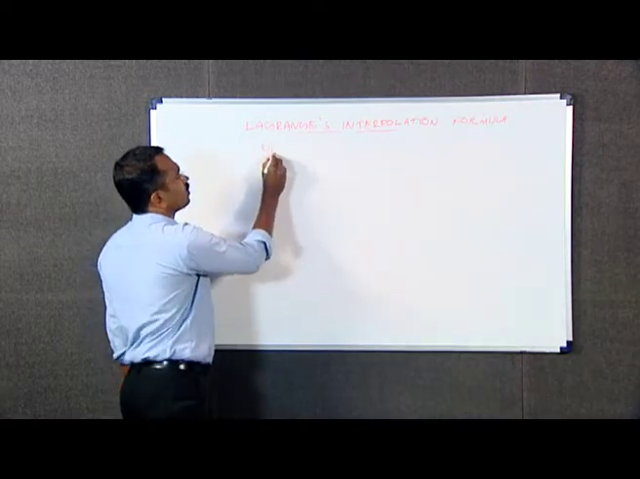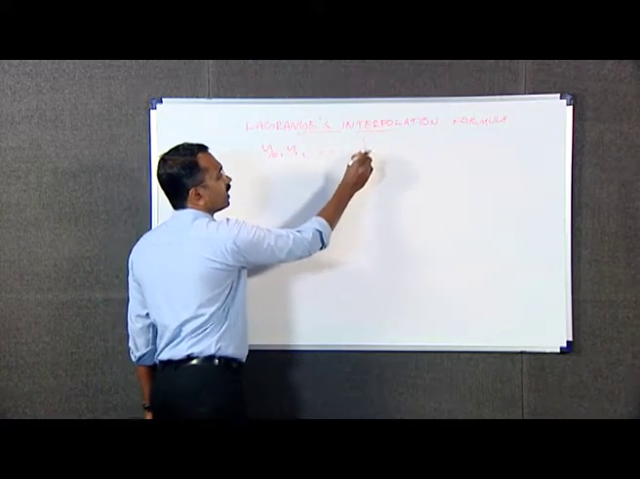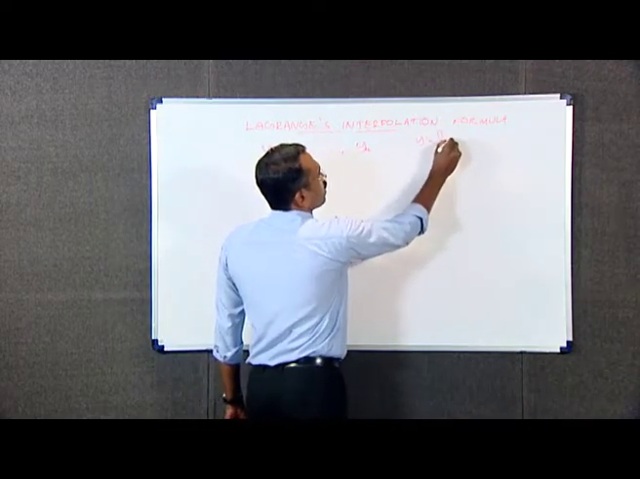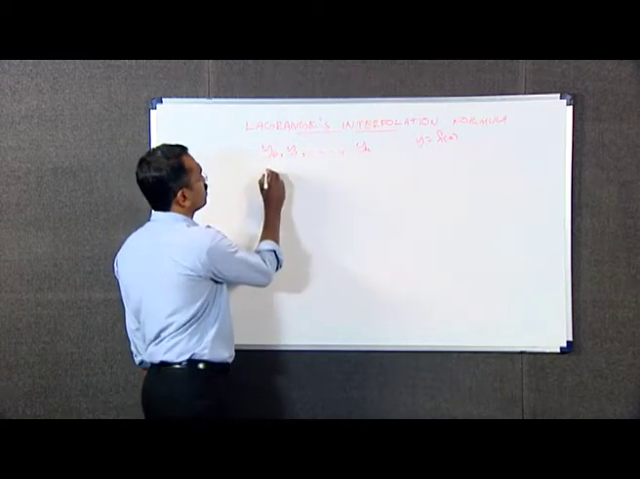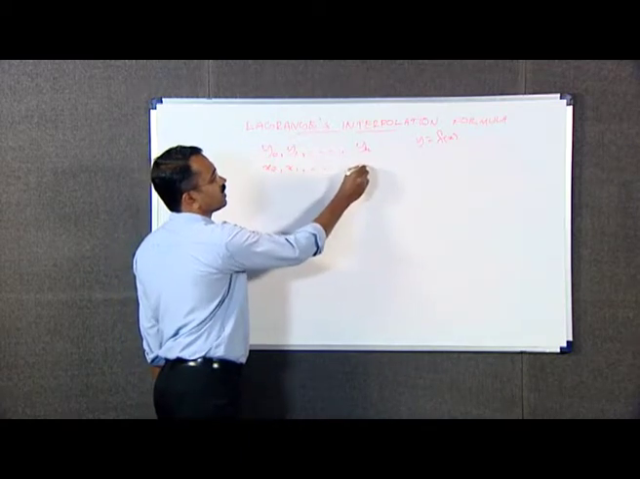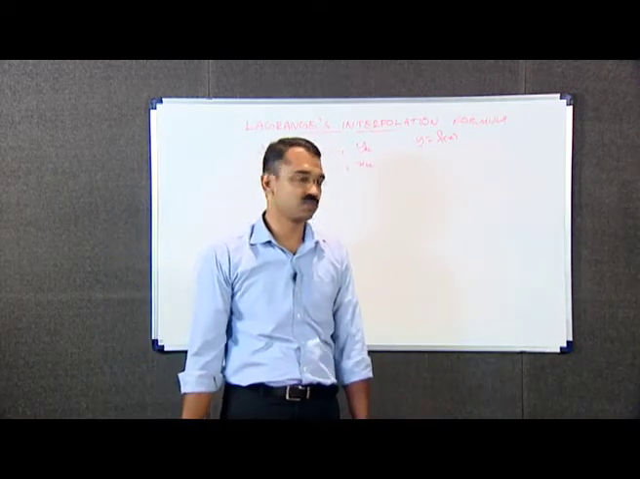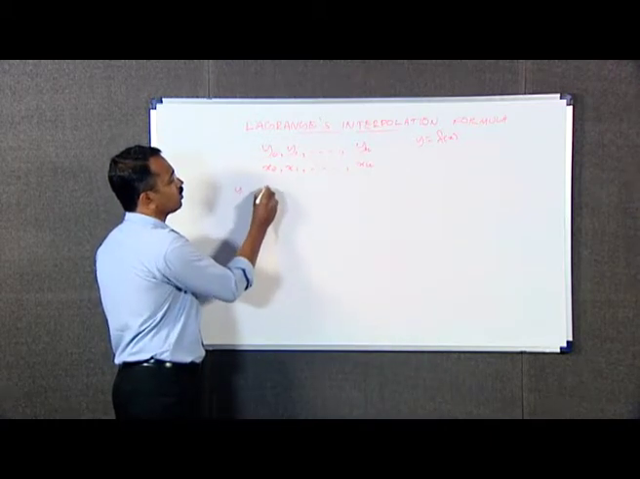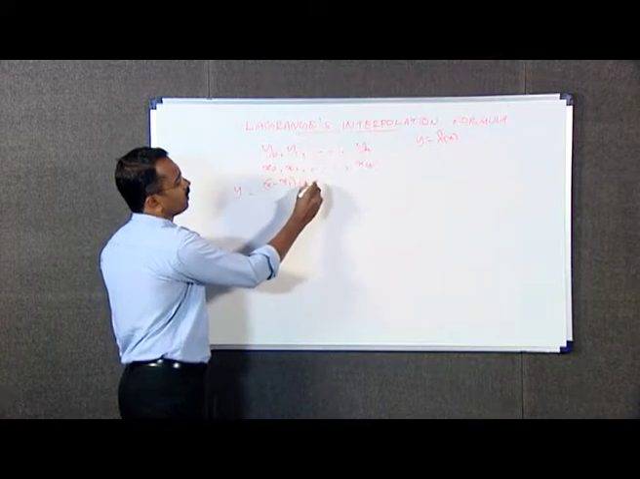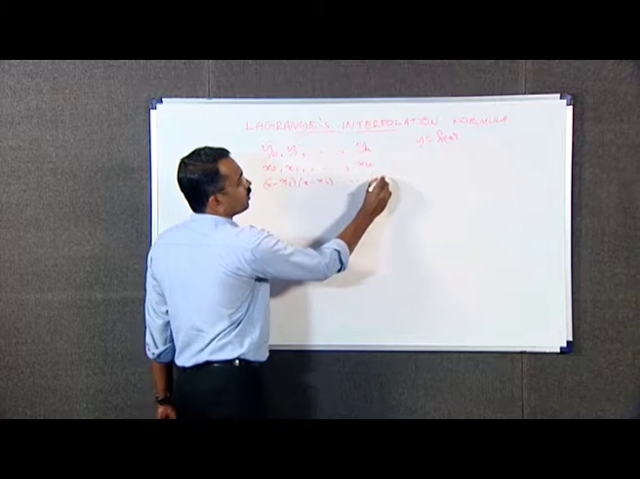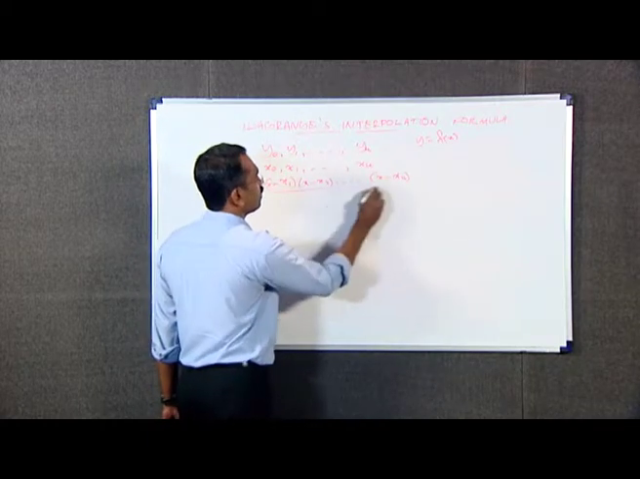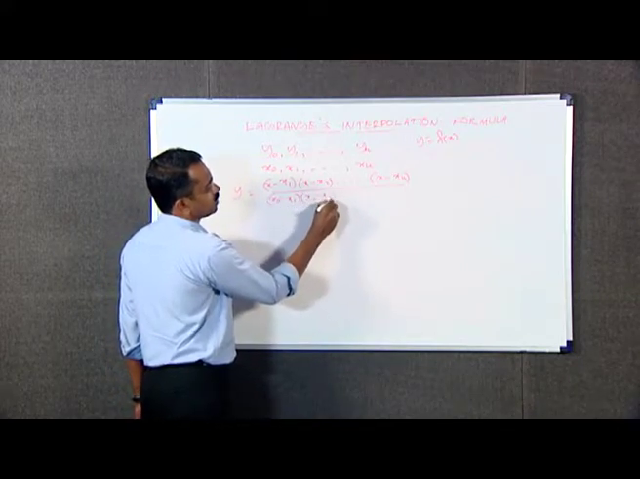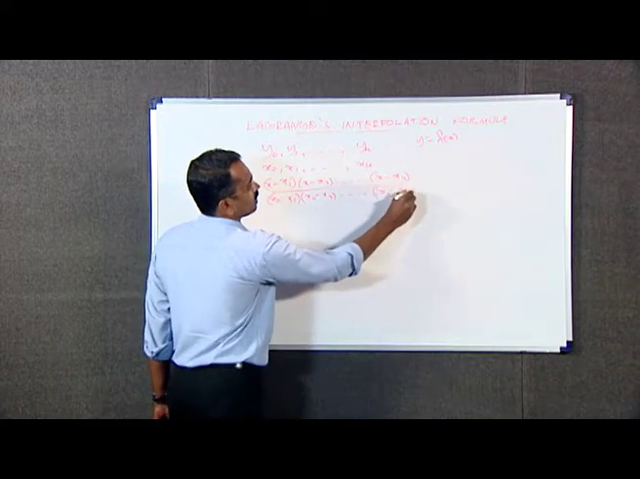If y0, y1, y2, etc., yn are n plus 1 values of a function y equal to f of x corresponding to n plus 1 arguments x0, x1, etc., xn, which are not necessarily equally spaced, then the Lagrange's interpolation formula is y is equal to (x minus x1)(x minus x2) etc. (x minus xn) all divided by (x0 minus x1)(x0 minus x2) etc. (x0 minus xn) into y0.